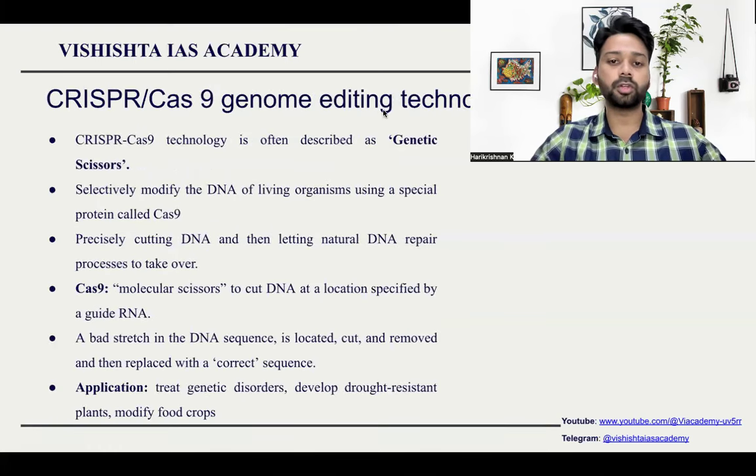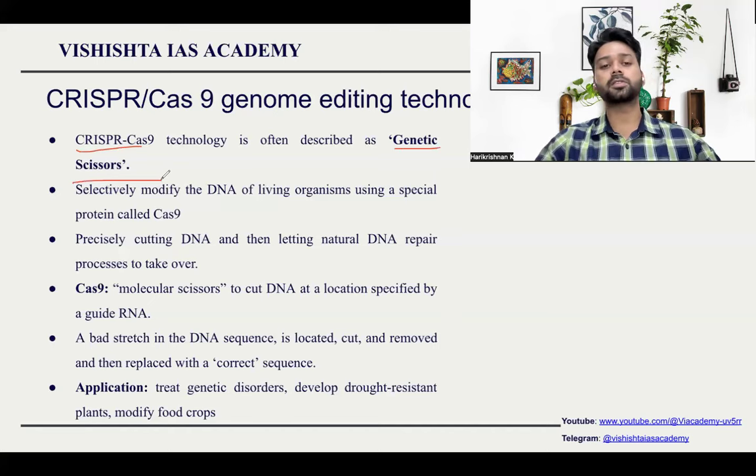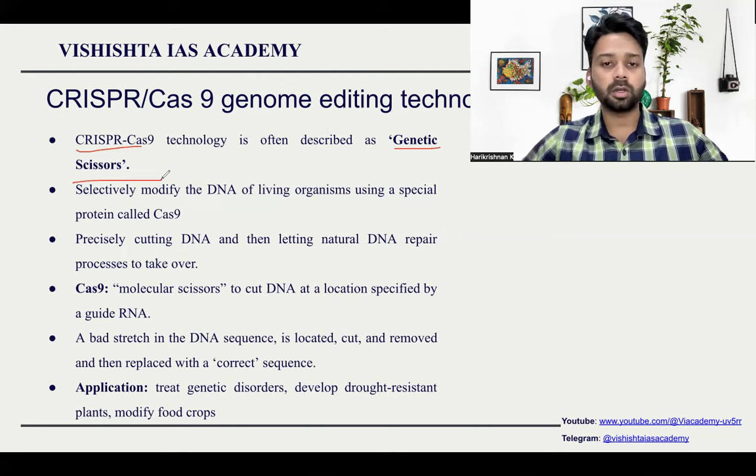CRISPR-Cas technology was in the news today. We need to know about the basics of CRISPR-Cas technology under biotechnology of GS3. This topic is very important for both prelims and mains. CRISPR-Cas is a technology often described as genetic scissors. For overcoming the genetic problems of human beings, plants, animals, anything, we can use CRISPR-Cas technology.